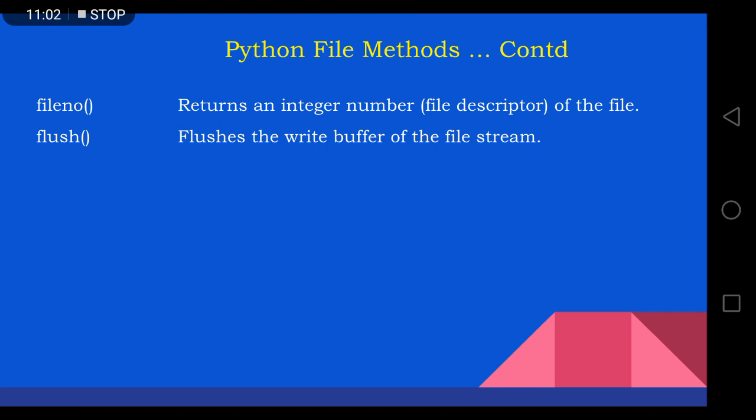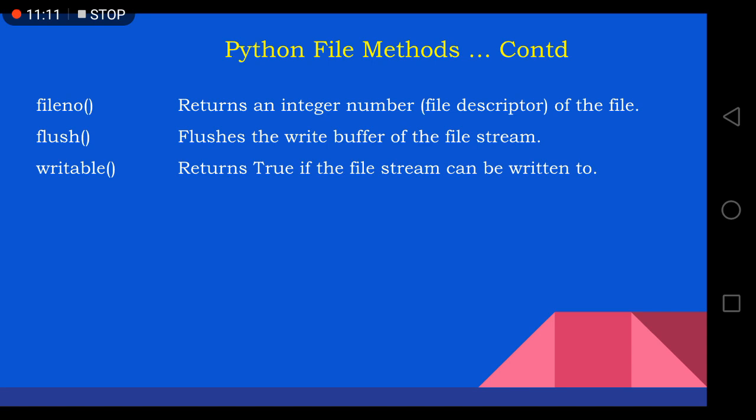Flush flushes the write buffer of the file stream. And then we have writable as the Boolean function. It returns the value true or false. If it is ready to be written, the answer will be true. If you are not able to write, the answer will be false. So before writing into the file, we can check this condition. If the file is writable, yes, it means we can start writing.